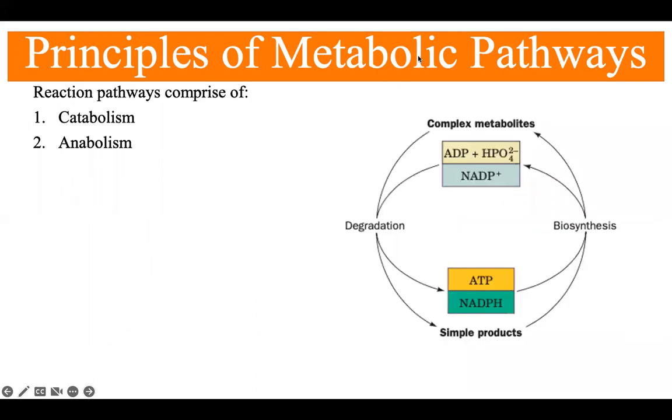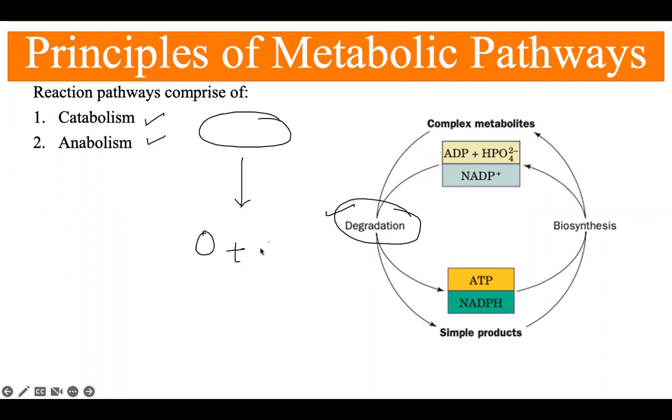Now let's move forward to understand what the different reaction pathways that comprise metabolism are. Basically, these reaction pathways have been divided into 2 types, catabolism and anabolism. Catabolism is the reaction type which involves degradation of molecules. So let's say there is a bigger molecule and it is acted upon by catabolic enzymes, and this bigger molecule is converted into simpler products.